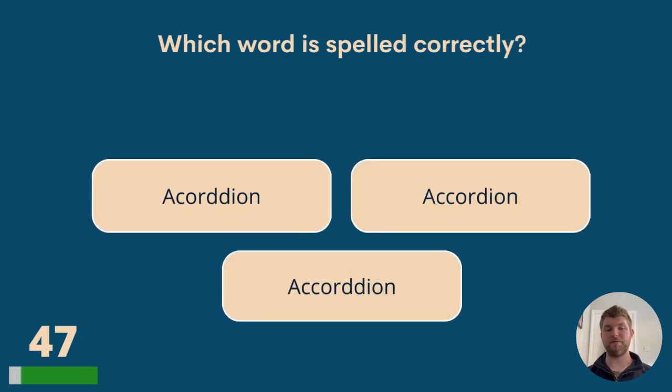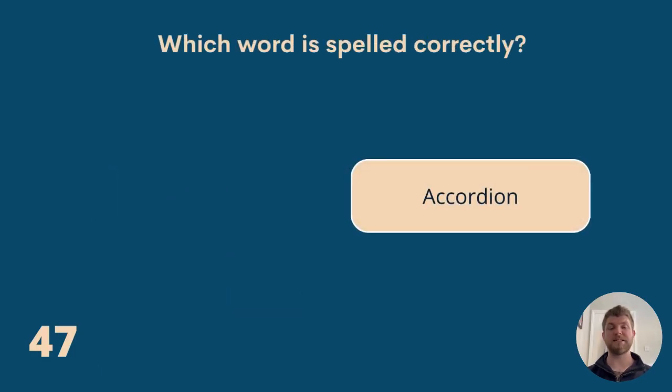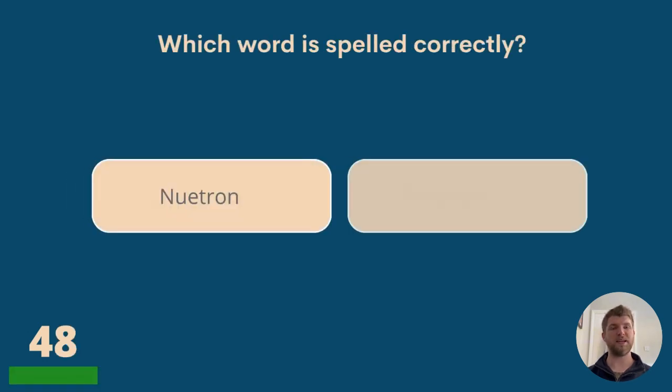What about here? If we're spelling the word accordion, which is correct? And it's all about your amounts of C's and D's here. So have a little look and see which you think is right. The answer is accordion. 2 C's, 1 D.